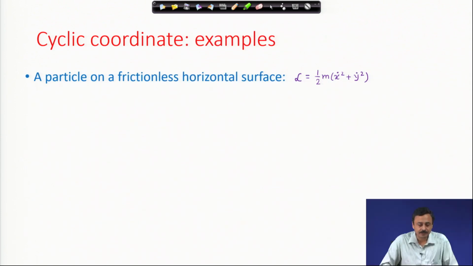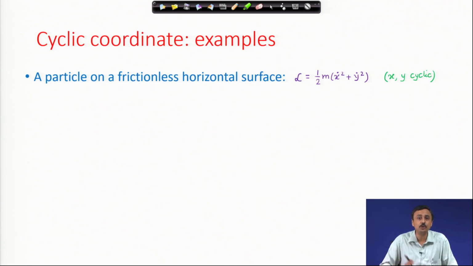Let us look at some examples. A particle on a frictionless horizontal surface. I am considering the xy plane to span the horizontal surface. Our Lagrangian has the kinetic energy, no potential energy, it is all frictionless, no spring, etc. Therefore, it is only kinetic energy. Both x and y are cyclic coordinates. There is no presence of x and y in the Lagrangian, only x dot and y dot are present. Therefore, x, y are cyclic coordinates.